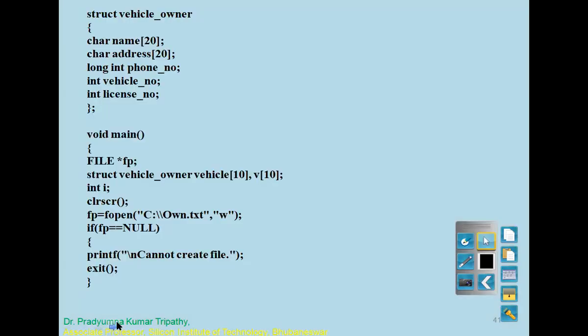Look over here. I have declared a structure variable with some data members, and I have created an array of structures of size 10, because I have to open 10 vehicles' information, and this is being opened in write mode. Correct? I will go through the fflush, don't worry. Now, next slide. Okay. Now see over here.